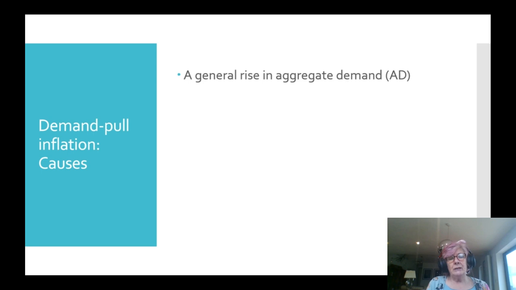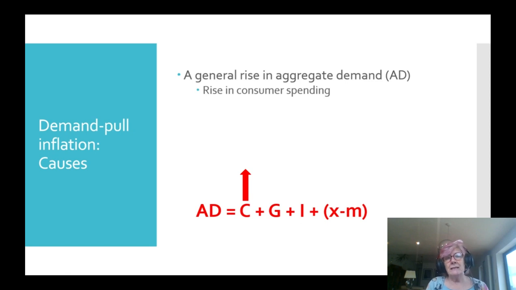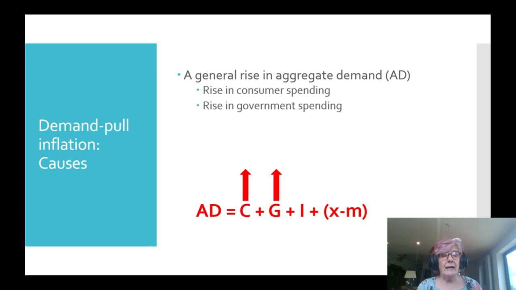Demand pull inflation is caused really by a general rise of aggregate demand. In other words, in the economy, more and more is being demanded. More people are chasing the same number of goods and therefore prices are forced up. So this could be a rise in consumer spending. That's the C in our aggregate demand formula. So if we're all spending more, then we're all going to be chasing the same goods and that will force prices up.